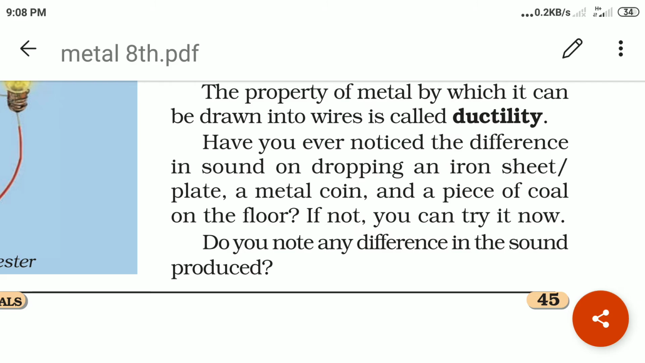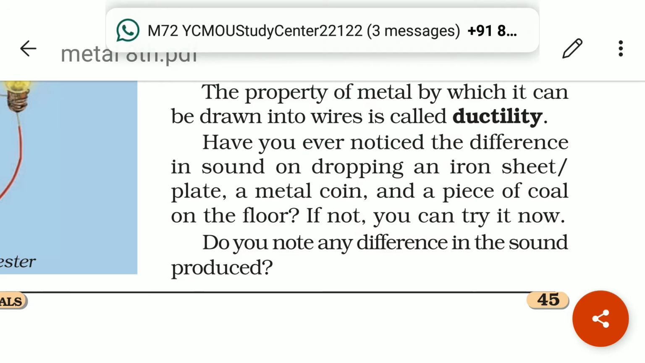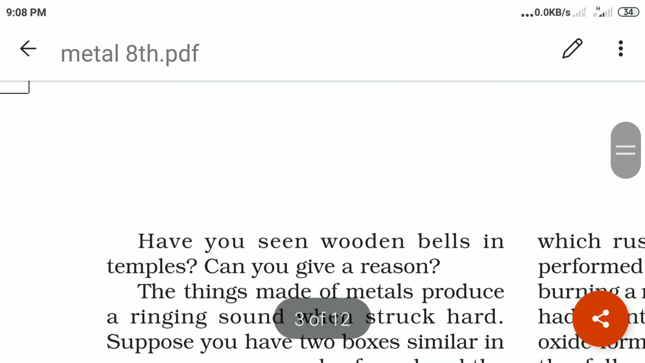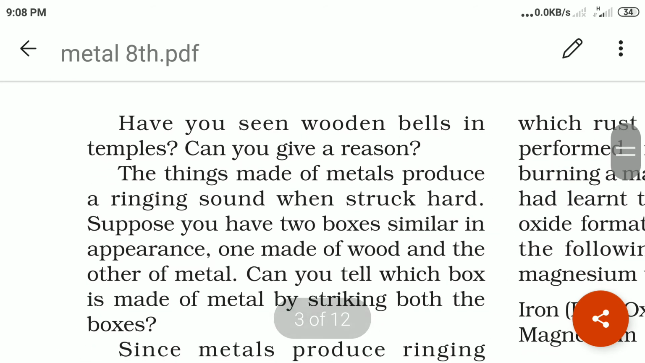Don't use glass. When you use glass, it breaks into pieces and is harmful to you. That's why you can use a stainless steel glass. Here is a third one. Have you seen a wooden bell in a temple? Is there any use of a wooden bell? No, there is no use of a wooden bell, because a bell is used for the purpose of sound. But when we use wood, there is no creation of sound.